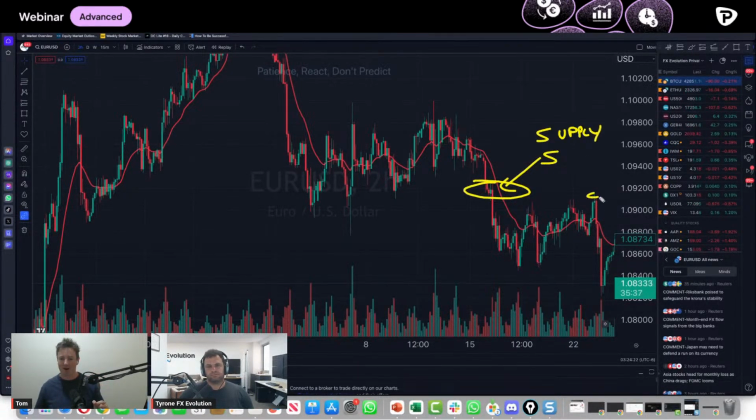So if the market comes back up into that level, you might initially think, okay, this is a sell. But the advanced traders are going to say, I think it's a sell level, but remember, patience, react, don't predict. Instead, they're going to be patient enough to wait for the market to show them whatever their trigger is on the smaller time frame, like 5 minutes, 1 minute, 3 minutes, 15 minutes. They're going to look for the trigger.